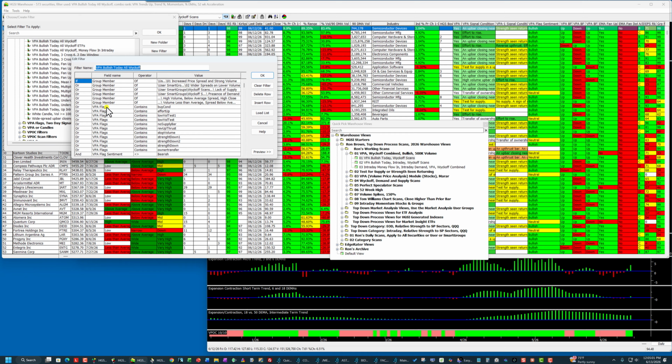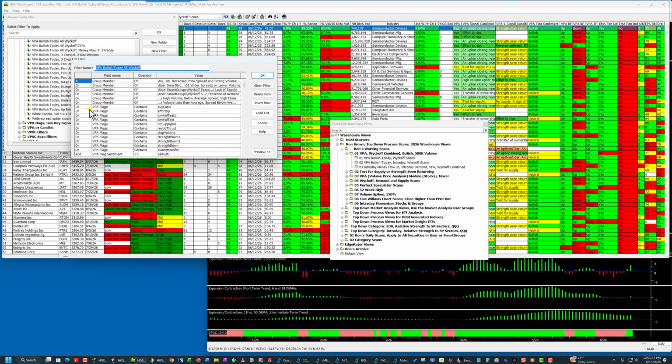So these group member field names here require that the stocks that appear have to be a group member of one of these Wyckoff groups: increased price spreads, strong volume, wider spreads on lower volume, lack of supply, presence of demand, and so on. These are all bullish Wyckoff scans. Now, some are more bullish than others, but I just wanted to include all of them in this filter.